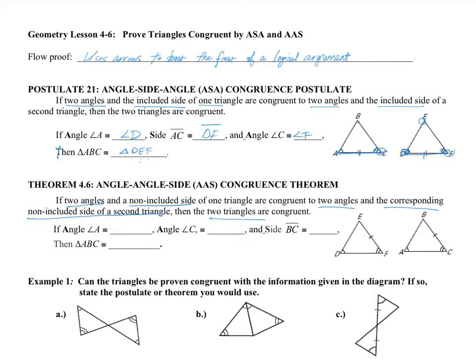If angle A is congruent to angle D and angle C is congruent to angle F. See, these two angles are consecutive angles here. And side BC is congruent to side EF. Then we can say that triangle ABC is congruent to triangle DEF.